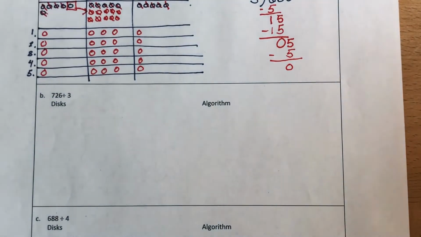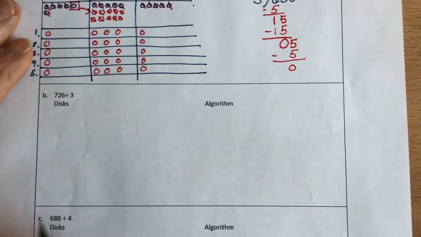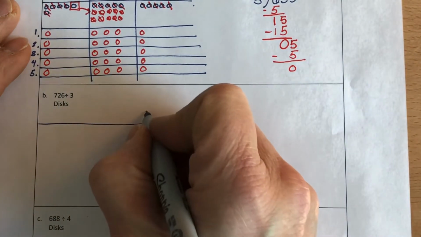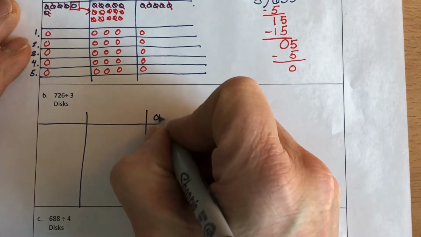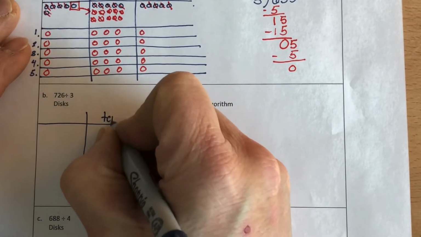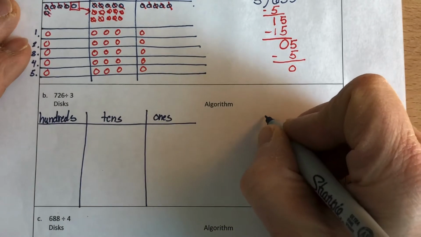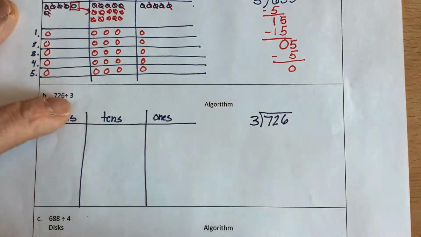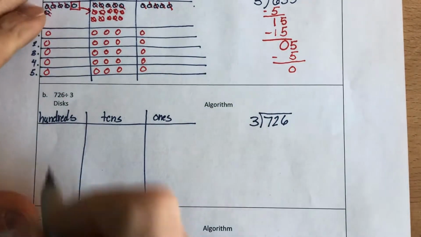Okay. This one is 726 divided by 3. Same procedure. I'm going to write a little bit smaller, a little bit neater here, okay? I have to be very careful because I don't have a lot of room here. But my T-chart, ones, tens, hundreds. Over here, let's write my algorithm out. 726 divided by 3. Okay, that's my divisor. Okay, good. So here, let's give it a shot.